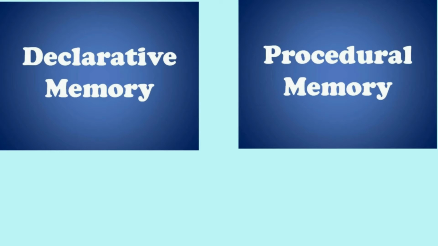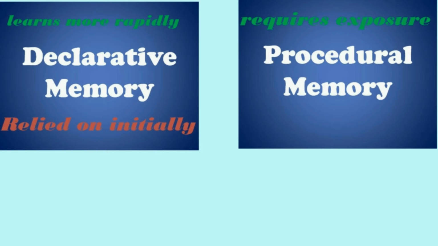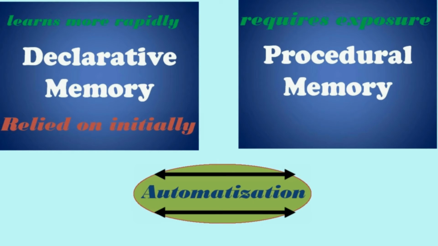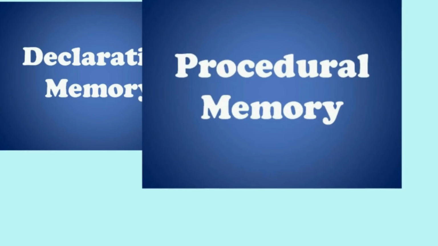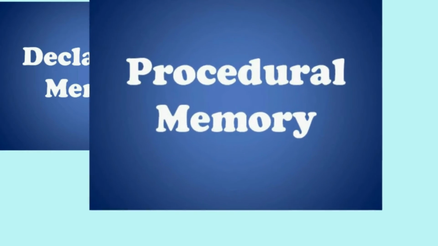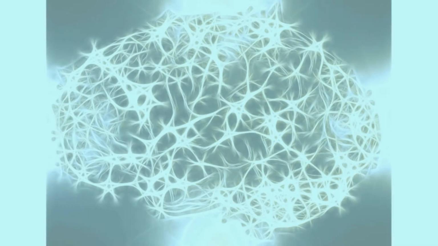However, since declarative memory typically learns more rapidly than procedural memory, it will generally be relied on more initially. As exposure to the input continues, however, learning in procedural memory and corresponding automatization will progress, until at some point, the procedural knowledge may be strong enough to take precedence over declarative knowledge and thus be relied on instead.